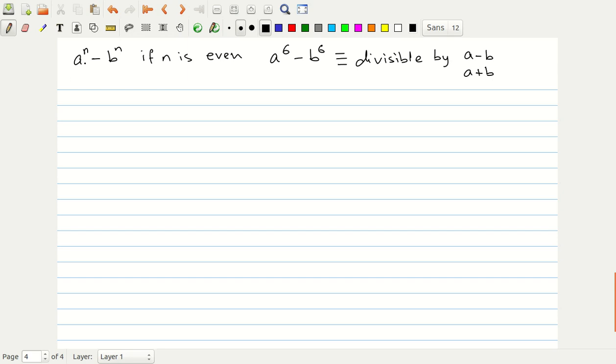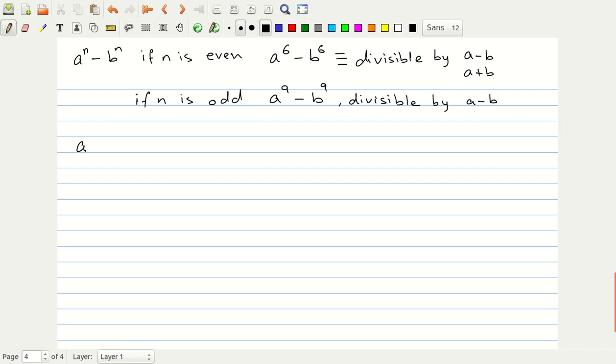Okay, so any expression of the form a to the power n minus b to the power n, if n is even, is always divisible by a minus b as well as a plus b. But if n is odd, for example, you have something like a to the power 9 minus b to the power 9, in this case it is divisible by a minus b only. Okay, it will not be divisible by a plus b.